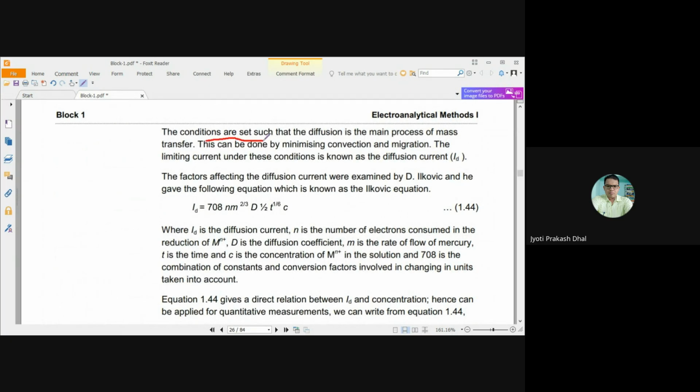The conditions are set such that diffusion is the main process of mass transfer. This can be done by minimizing the convection and migration processes. The limiting current under this condition is known as the diffusion current, or I_D.